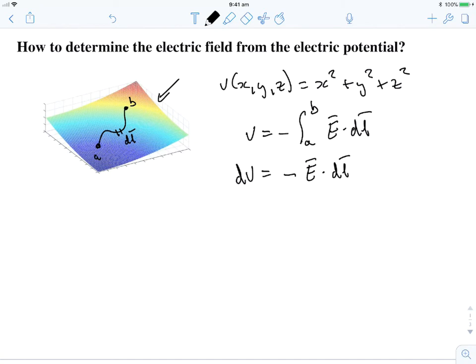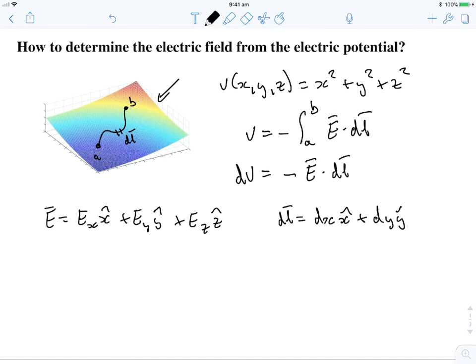Now, in Cartesian coordinates, which is x hat, y hat, and z hat, the electric field can be given by the various components. So we'd have the electric field is equal to Ex x hat plus Ey y hat plus Ez z hat. And as we saw previously, our infinitesimal displacement vector dl is given by dx x hat plus dy y hat plus dz z hat.